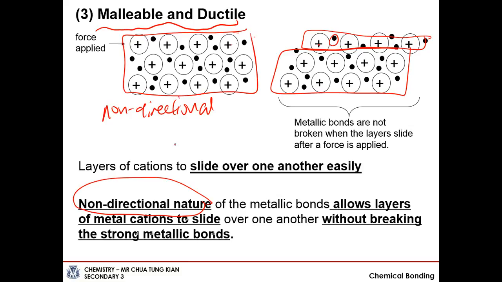Ductile means having the ability to be put into a long wire. Copper wires. So why are metals used to make wires? Because they are ductile. One of the properties is ductility. They are ductile, and of course, they must be able to conduct electricity.